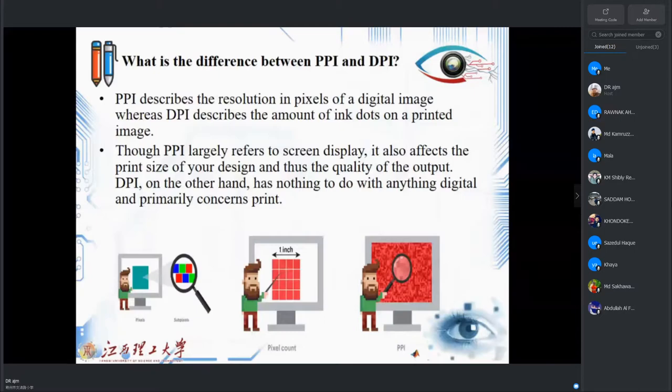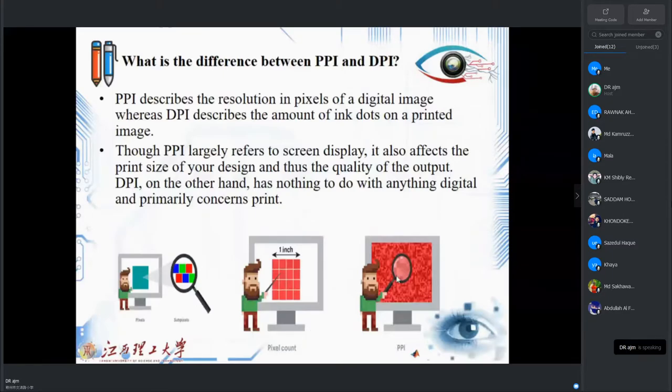The difference between PPI and DPI is that PPI describes the resolution in pixels of a digital image, whereas DPI describes the amount of ink dots on a printed image. Keep this in your mind, it's maybe the main point that we can talk about regarding them. PPI largely refers to the screen display. It also affects the print size of your design and thus the quality of the output that you have. DPI, on the other hand, has nothing to do with anything digital and primarily concerns the print. Then the pixel count in an inch is what we call PPI.